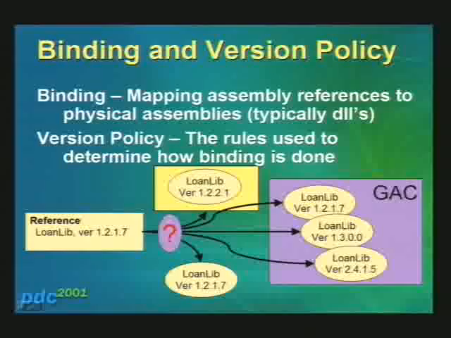So we may have something that references LoanLib version 1.2.1.7, and we may have multiple versions in the global assembly cache. We may have a version of that assembly in the application directory. We may have a version of that assembly in some other place in the file system. We need to apply version policy to see exactly which one of those is going to get loaded.